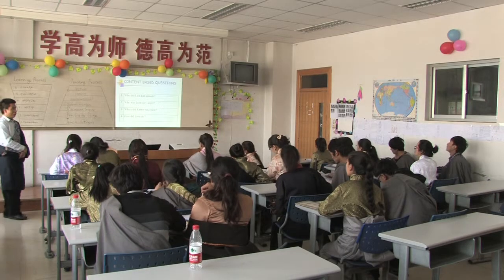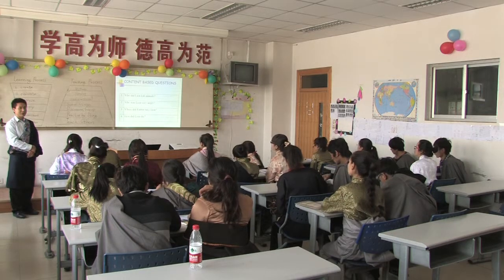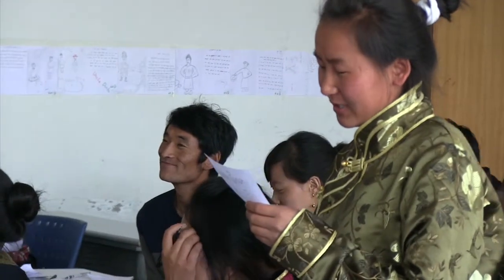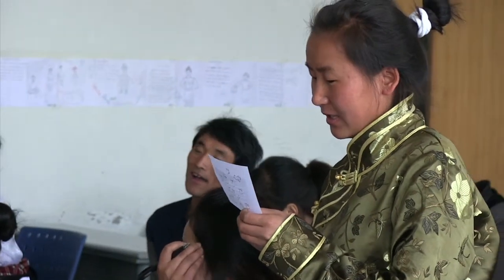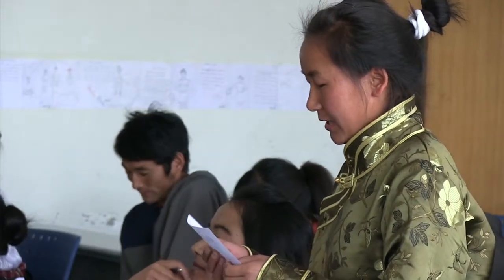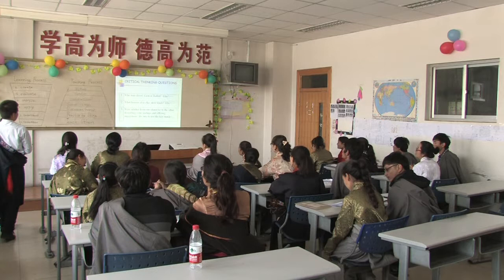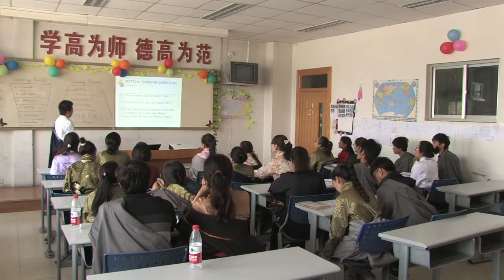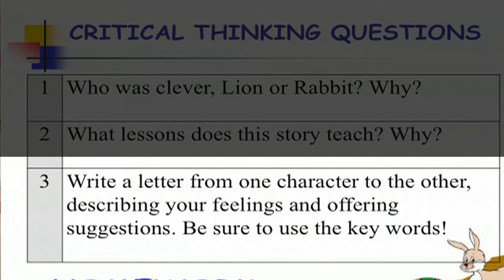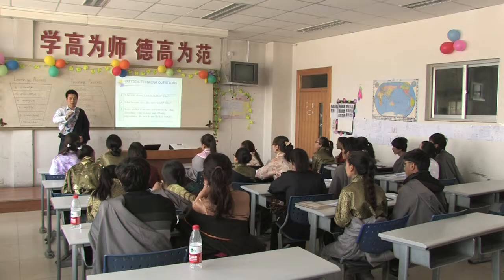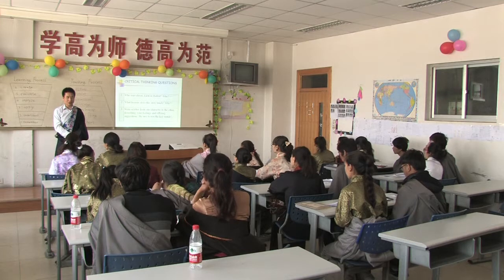Questions. Who wants to answer the first question? According to the text, the rabbit is clever because he took the lion to the well and let him jump into the well. So, who wants to read number 3? Please raise your hand. Write a letter from one character to all the others, describing your feeling and offering suggestions. Be sure to use the keywords. Write the letter in your notebook.